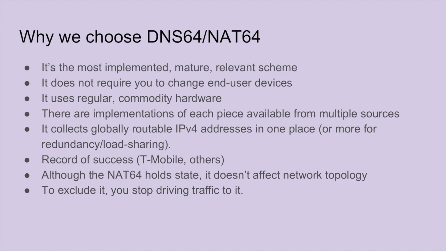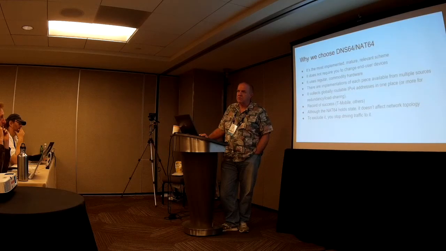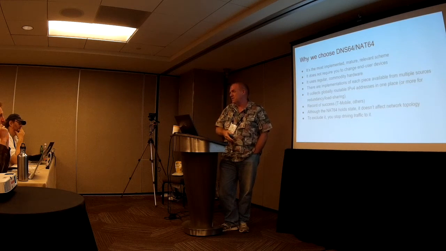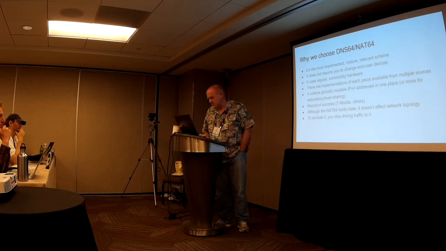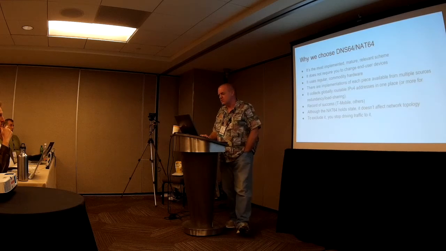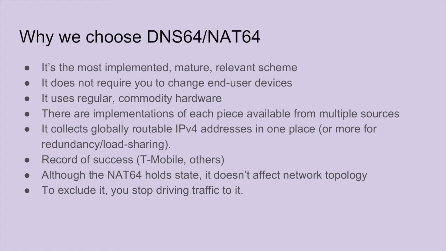There may be some, I've seen it on smartphones, I don't think I've seen it on laptops recently, where the device will keep saying waiting for address, even though it's connected and doing internet on V6. It may complain because some of the connectivity checks are still kind of V4 heavy. It has a record of success with T-Mobile and others. It collects globally routed IPv4 addresses in one place, so that if you put them all in the NAT, the NAT space is on the outside of the NAT64.